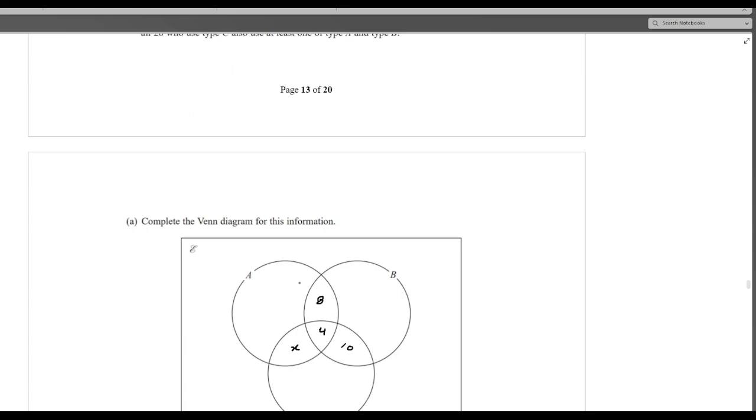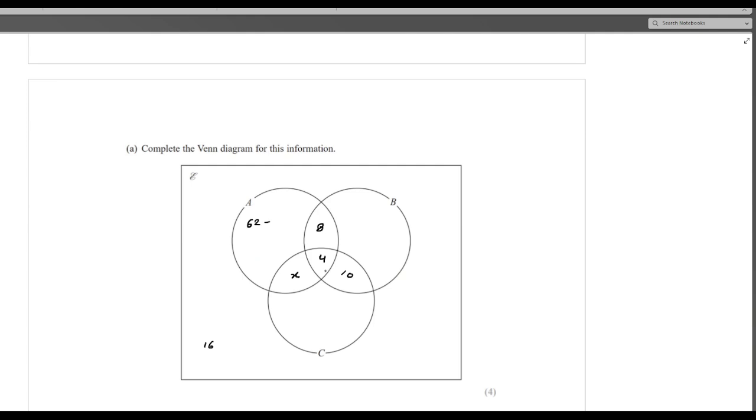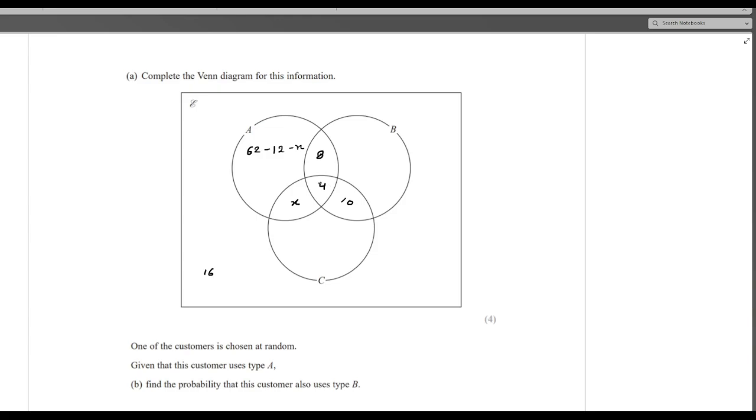So here this is 62 minus, I will subtract this 8 plus 4, 12, and I will also subtract X. So 62 minus 12 minus X. In C there are total 20. So out of 20, 10 plus 4, 14. So it is 20 minus 14 minus X. So this is 50 minus X, and here 20 minus 14 is 6, so this is 6 minus X.